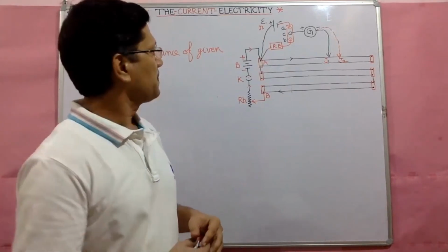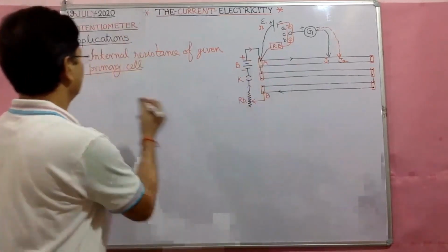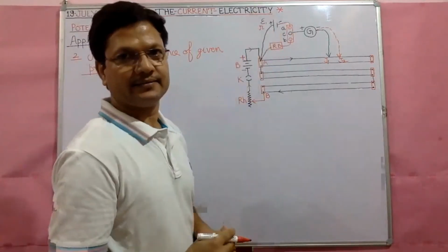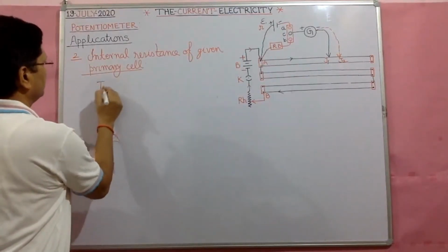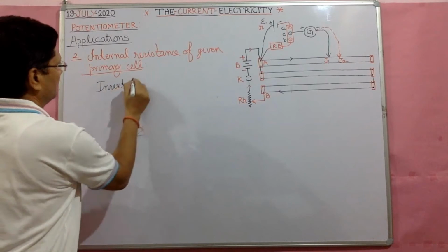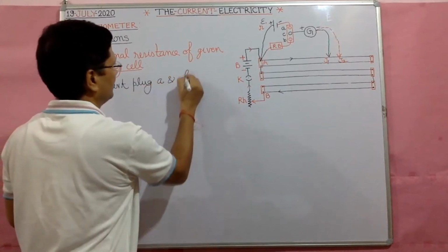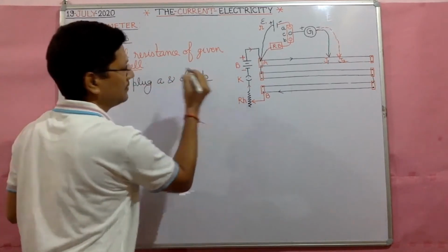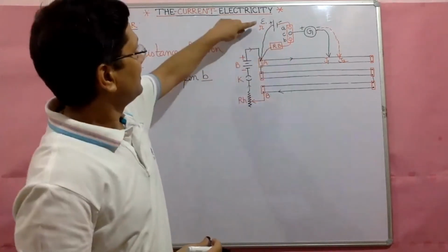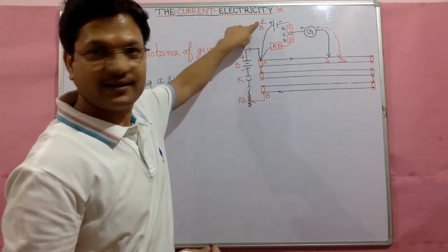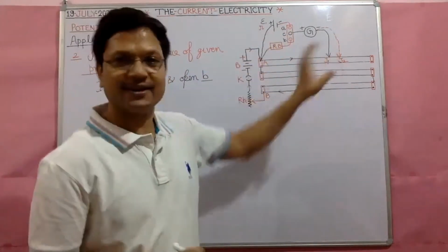First, in this case, open plug B, and insert plug A. Insert plug A and open plug B, so the cell whose internal resistance small r is to be measured gets introduced in the circuit. जो हमारा cell है वो circuit में connect हो जाता है.